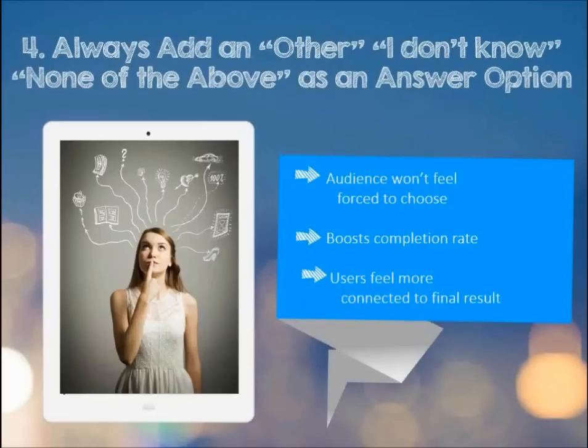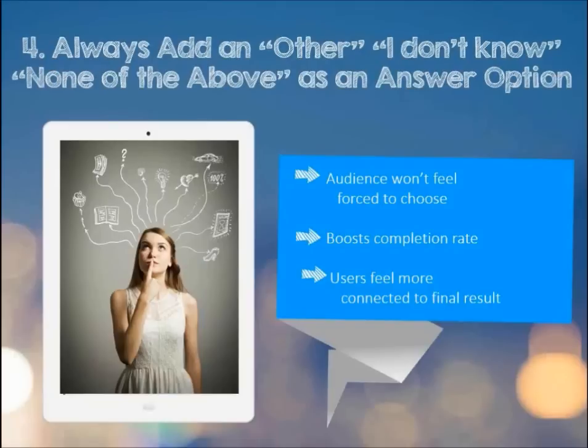Number 4, always add an other or I don't know or none of the above option to quiz questions. This is perhaps one of the most helpful tips that we really, really like to emphasize, and here's why. We like to call this sort of the escape option. Let's say, for example, you asked a question in a quiz, what's your favorite movie? Now, there's up to 8 possible answers to each question on a personality quiz.